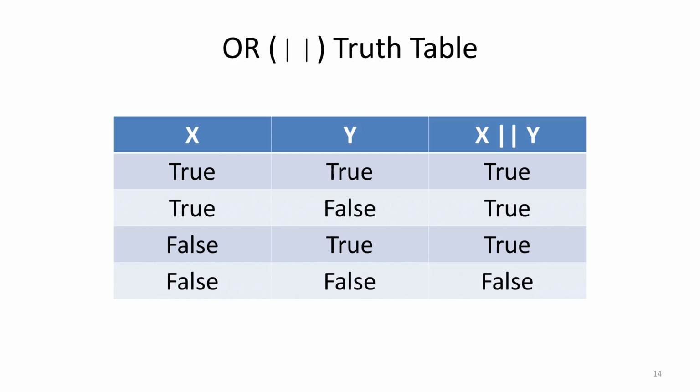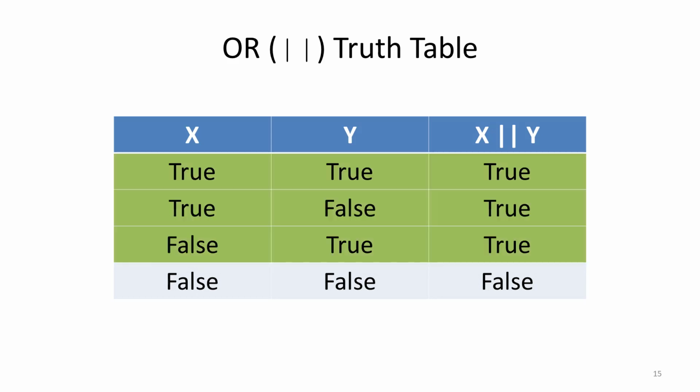The result of an or is indicated in the last column, X or Y. The result of the or operation is a true when either the X is true, the Y is true, or both is true. The only way for an or to result in a false is if both operands are false. So if at least the left or right operand is true, then the result of an or is true.